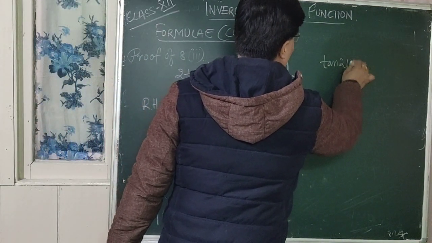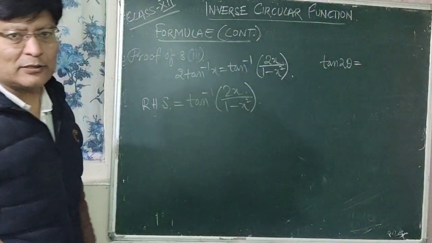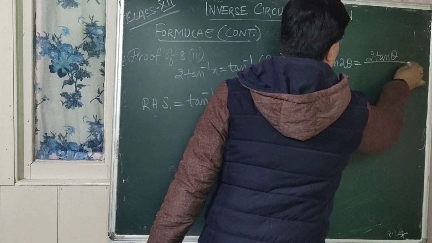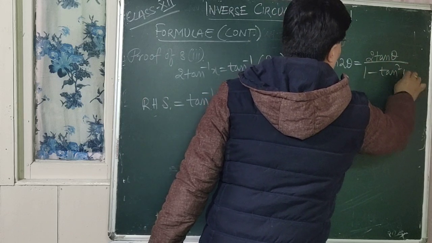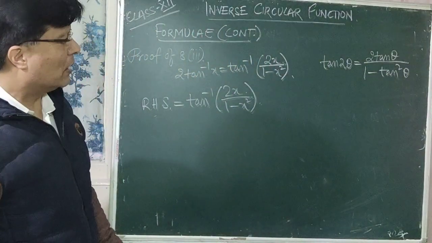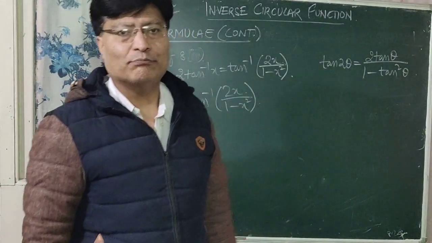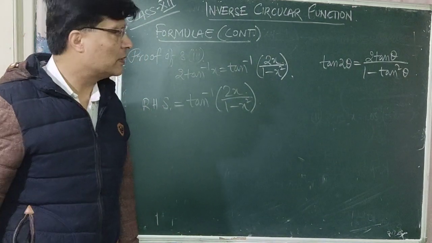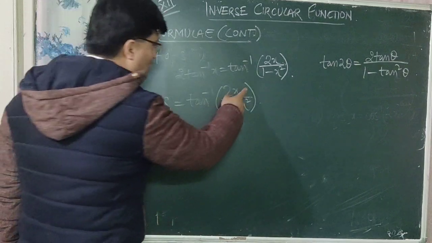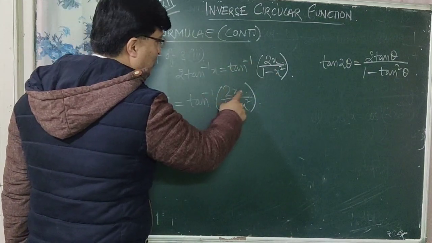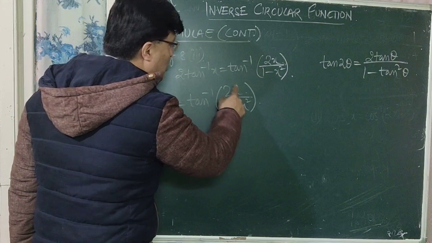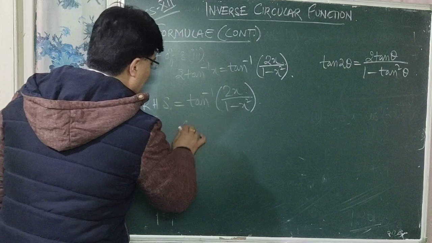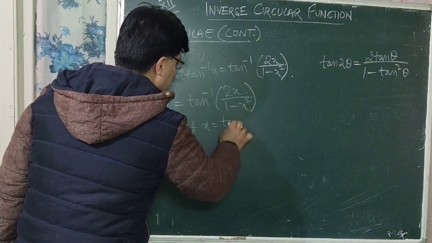Tan 2 theta. We can use this formula tan 2 theta. What is the formula for tan 2 theta? 2 tan theta divided by 1 minus tan square theta. Now this formula is from multiple angles. This is from the chapter multiple angles of trigonometry, right? So here the formula is already given, 2 tan theta upon 1 minus tan square theta. So instead of x, what should you substitute? Tan theta, right? So let x is equal to tan theta.